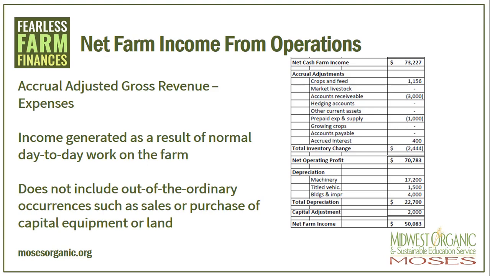Net farm income from operations is really taking away what I just talked about, capital purchases. It really is the cash farm income, the cash farm expenses, and any inventory changes, but really does not take into account that capital adjustment at the bottom, which is $2,000. It's accrual adjusted gross revenue minus the expenses. It's really any income generated as a result of normal day-to-day work on the farm. We don't count purchases of capital like land and machinery as day-to-day work on the farm.